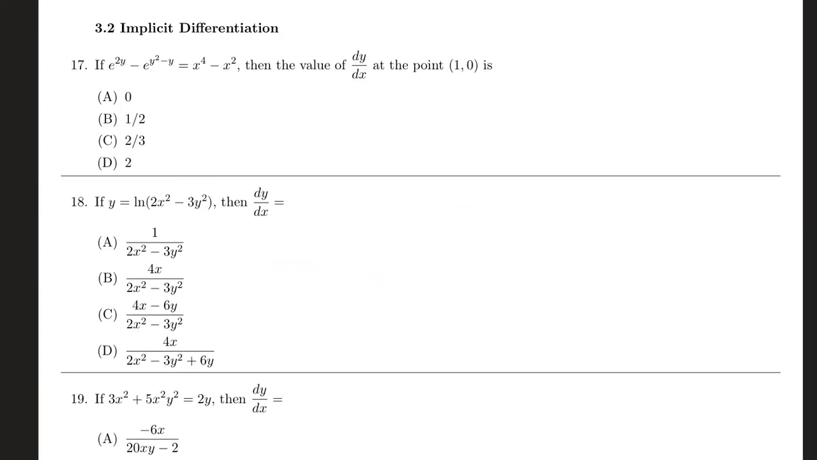So the next learning objective is implicit differentiation. The main thing to remember with implicit differentiation is to add the dy dx when you take the derivative of a y. So every single time you're taking the derivative of a y, you're going to add that dy dx afterwards.